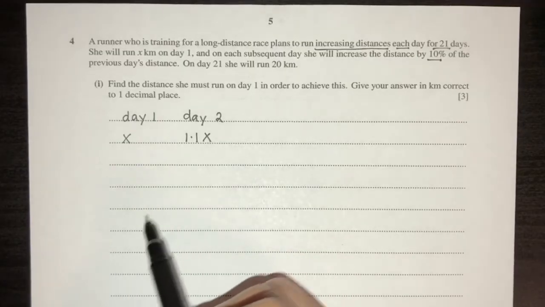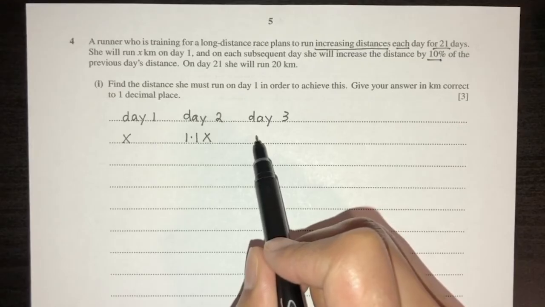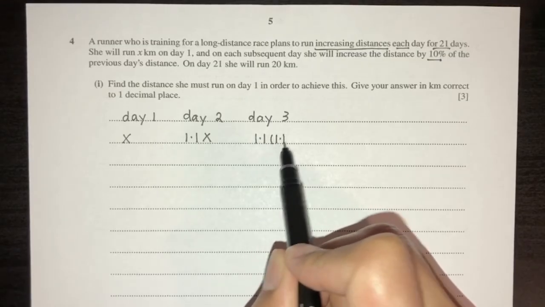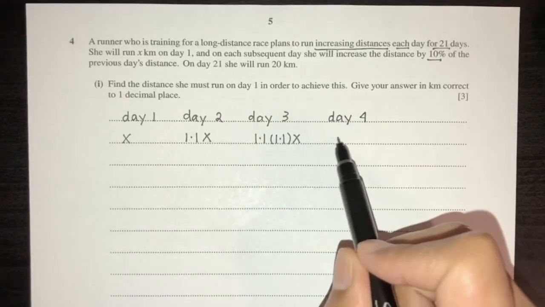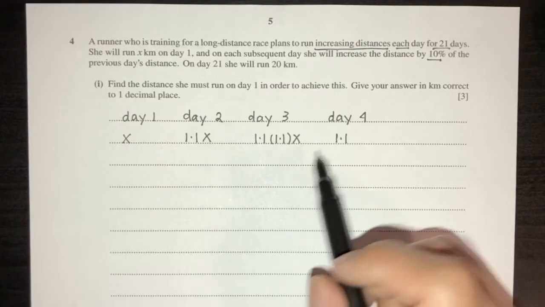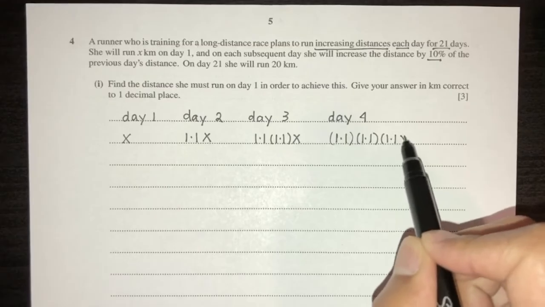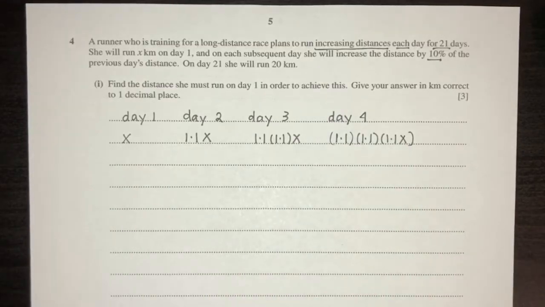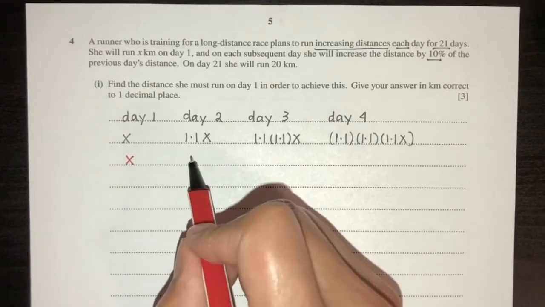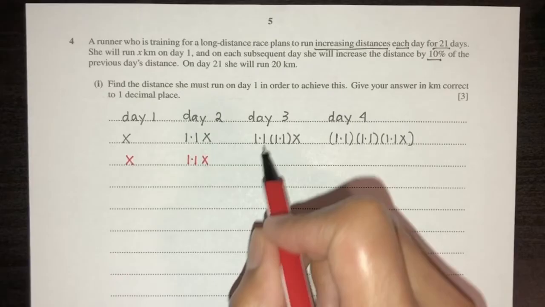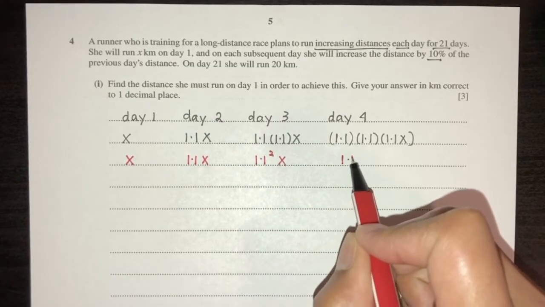1.1x. And then, for example, day 3, she will run 1.1 times 1.1x. And day 4, she will run 1.1 times 1.1 times 1.1x. Now we can simplify this again to see what this shows. So d1 will be just x, d2 will be 1.1x, d3 will be 1.1 squared x, d4 is 1.1 cubed x.